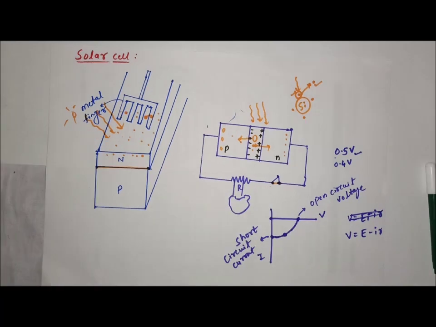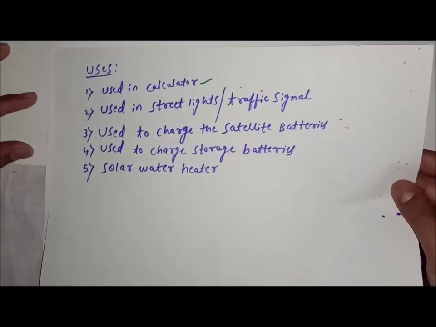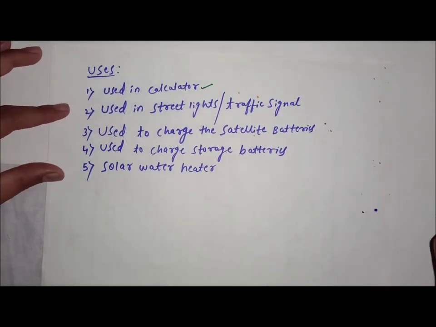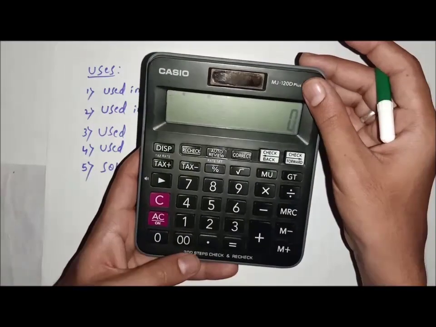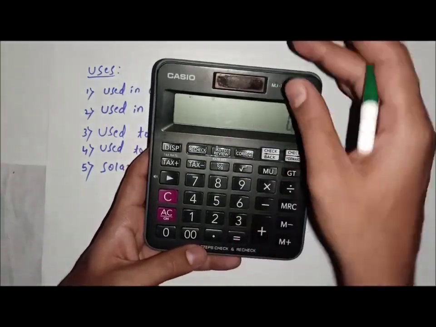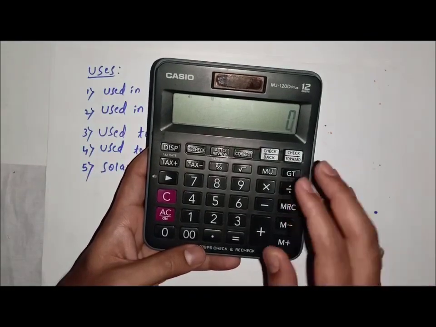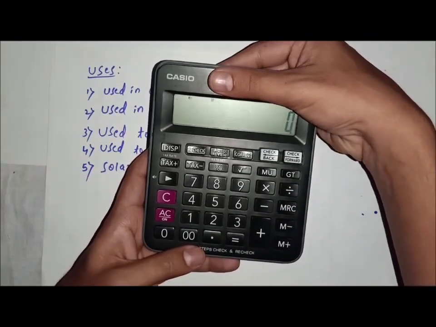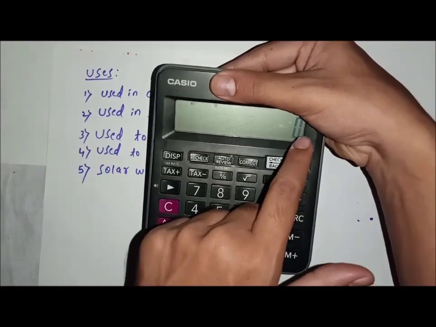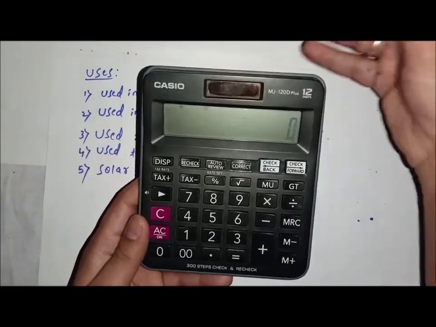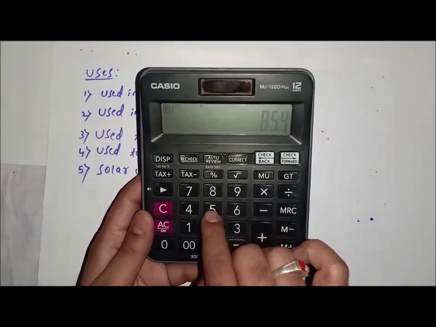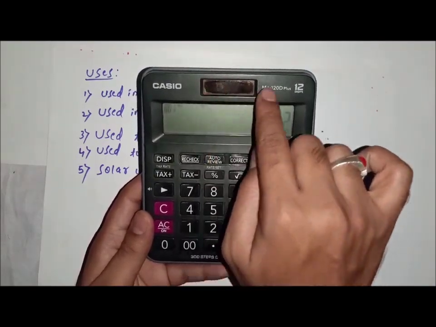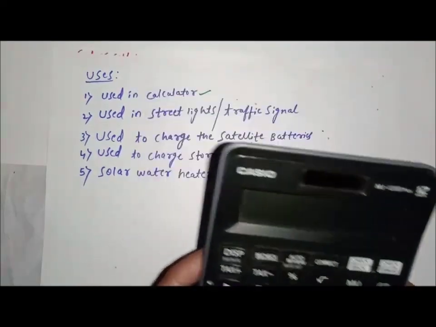Now, what are the uses of solar cell? These are a few uses. The first one, it is used in calculators. I have a calculator. You can see the calculator, and in some calculators, if the battery is not there and you close this, the number will vanish. If you open this, the number will come. You can use the calculator properly. So they are using the solar cell in a calculator.